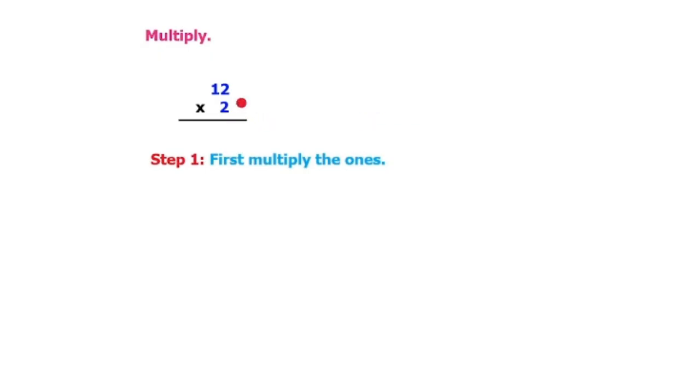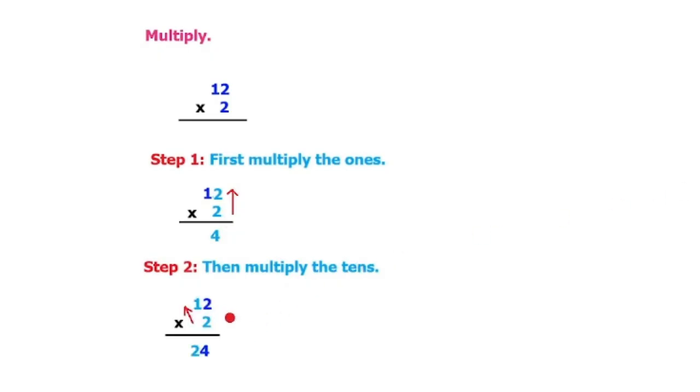Okay, so that's how we did it with the models. We broke down each place value and multiplied it individually. So that's what we're going to do first. So we're going to do 2 times 2 first, which is 4. And then the next step, then we multiply the tens, and it'll look like this.